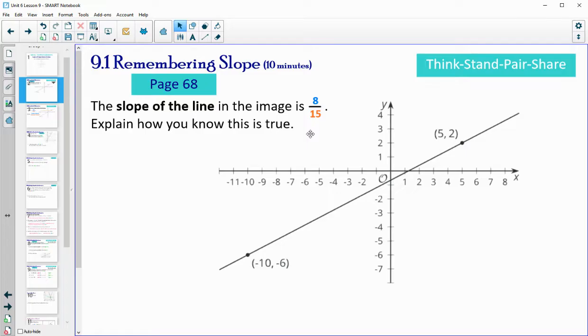So explain how you know this to be true. Write down some different things that you remember about slope and explaining how this slope is 8/15. Then you can come back to the video.